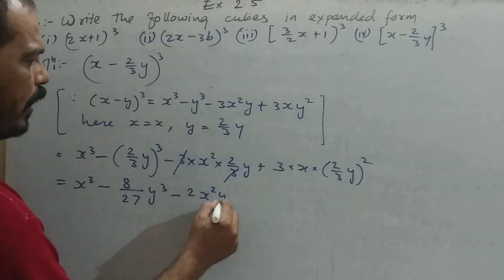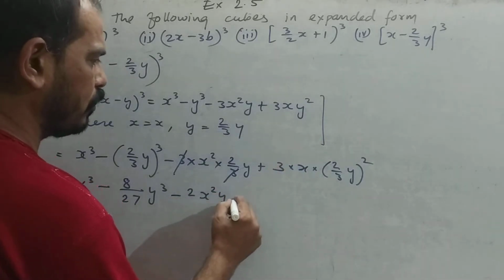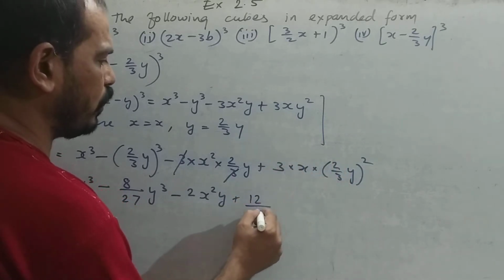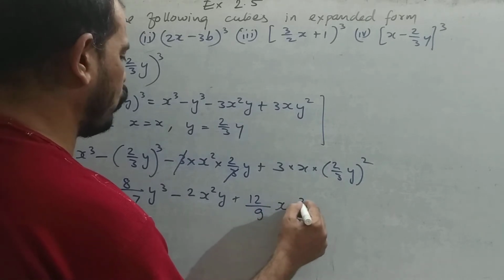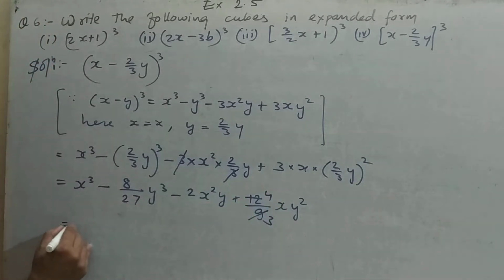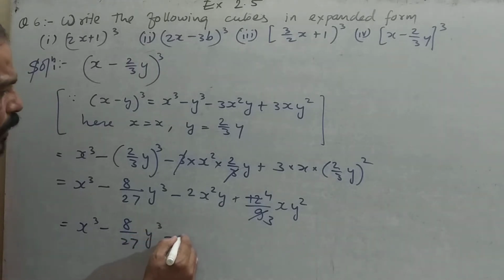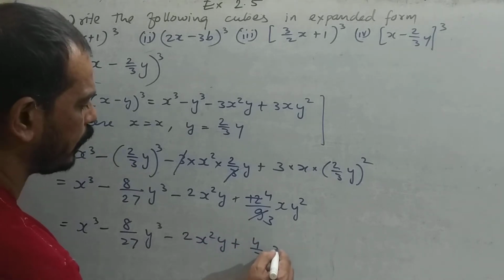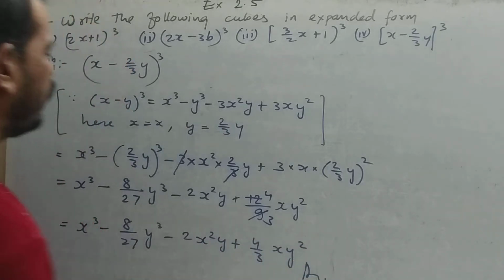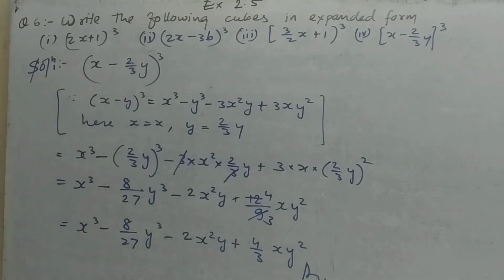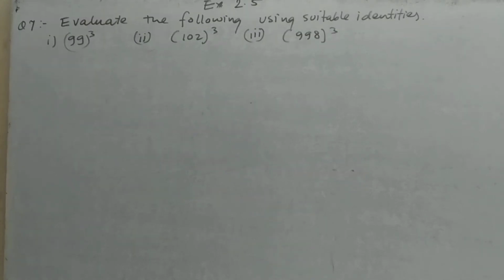Minus 2x square y. Now 2 square is 4, 4 times 3 is 12, upon 3 square is 9, xy square. Now here something will get cancelled. 3 threes are 9, 3 fours are 12. So it will be x cube minus 8 by 27y cube minus 2x square y plus 4 by 3xy square. This is the expanded form of (x minus 2 by 3y) whole cube. Did you understand, dear children? So both the forms I have told you.